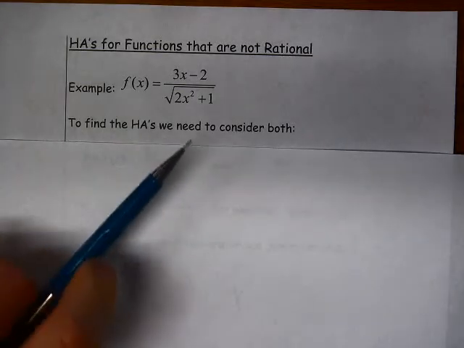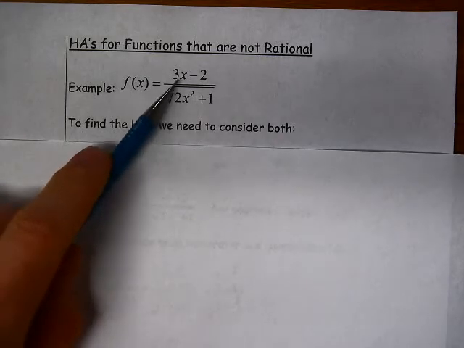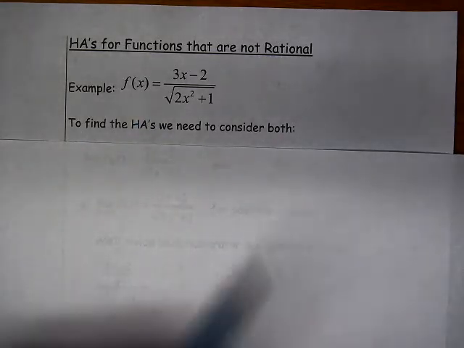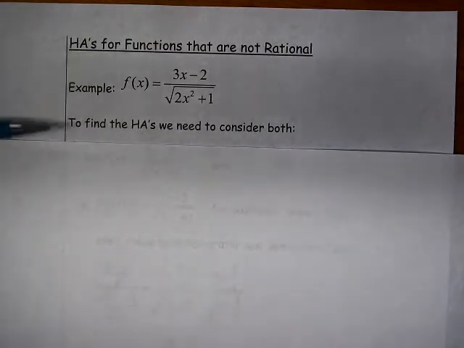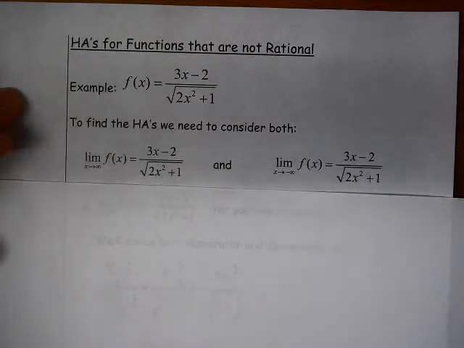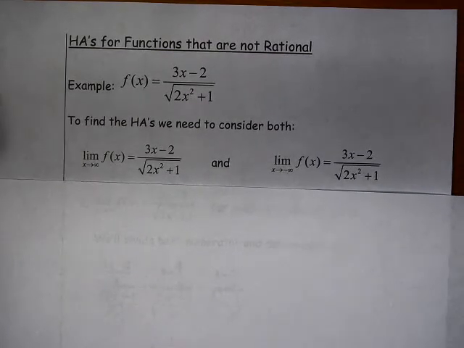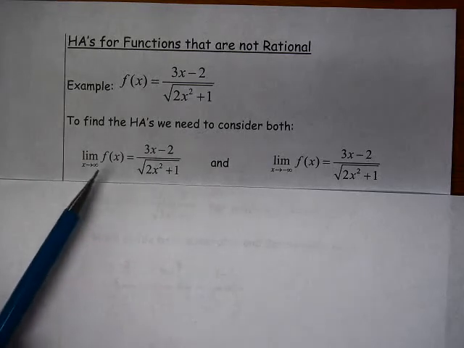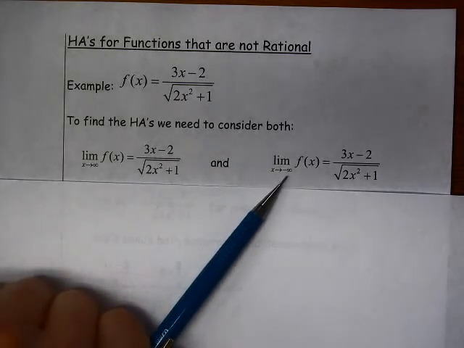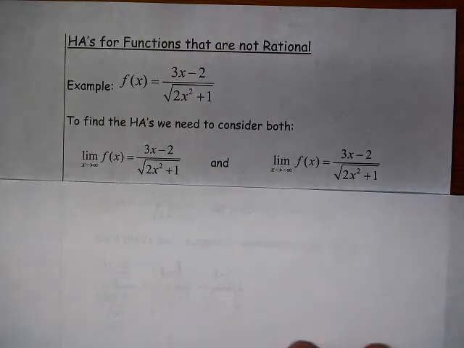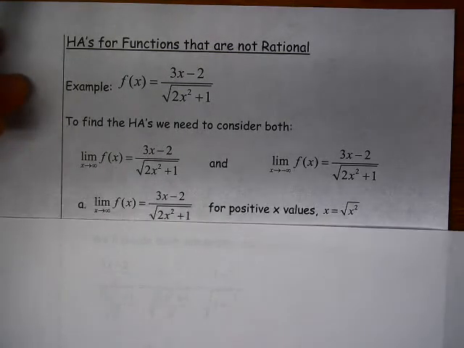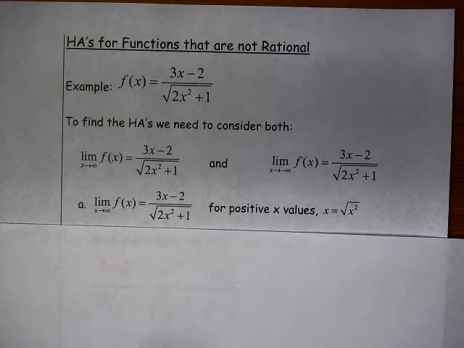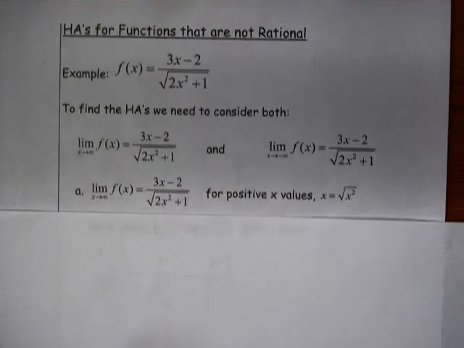So here we have a function that's not rational. We have 3x minus 2 over the square root of the quantity 2x squared plus 1. And when we look at the horizontal asymptotes of this type of function, we need to consider both the limit as x approaches positive infinity and the limit as x approaches negative infinity. And we'll see why that's the case in a second here, hopefully. But we'll talk about the limit as x approaches positive infinity first.